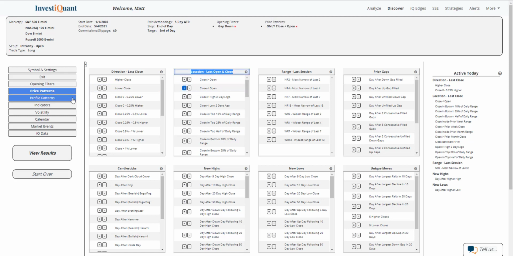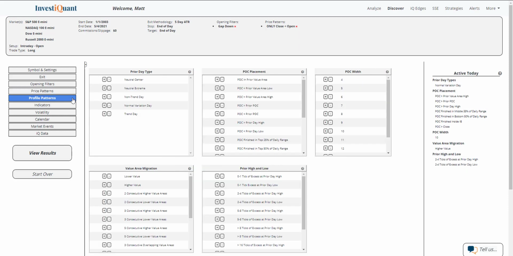Next, I'm going to go to our market profile patterns library. And in here, I'm going to say that the value was higher yesterday. So that's in the value area migration category. I'm going to hit equals next to higher value. And that just means that the majority of the price action from yesterday took place at a higher area than where it was on Friday. So that's a higher value area that took place yesterday relative to Friday's session.